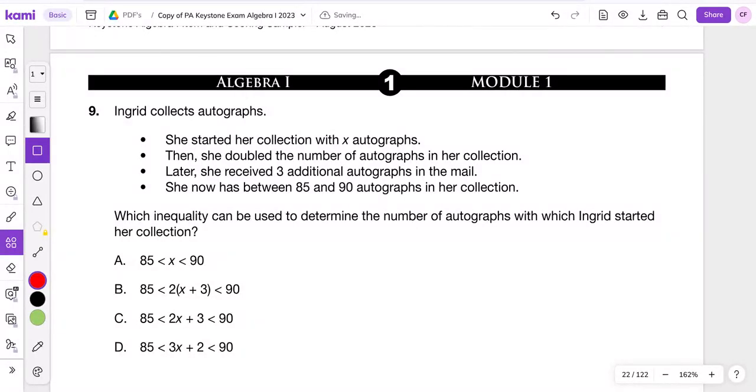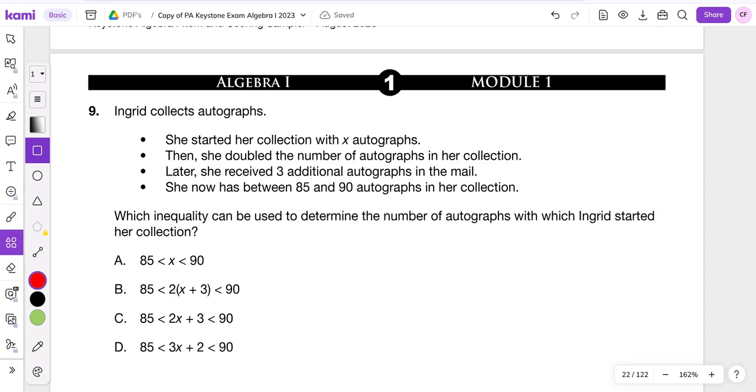Ingrid collects autographs. She started her collection with X autographs. Then she doubled the number of autographs in her collection. Later, she received 3 additional autographs in the mail. She now has between 85 and 90 autographs in her collection. Which inequality can be used to determine the number of autographs with which Ingrid started her collection?